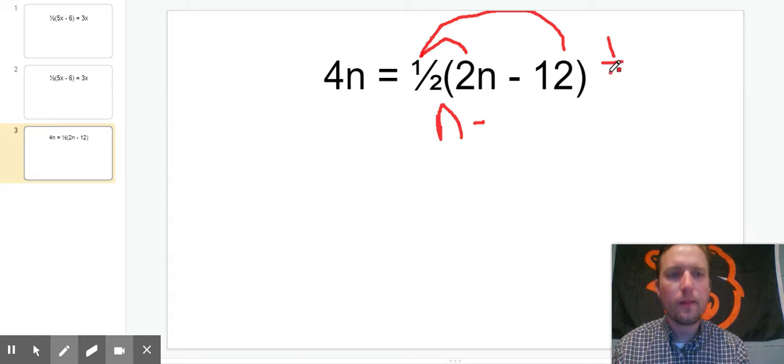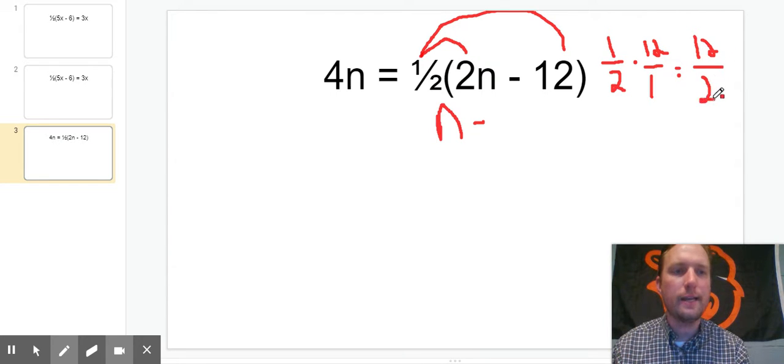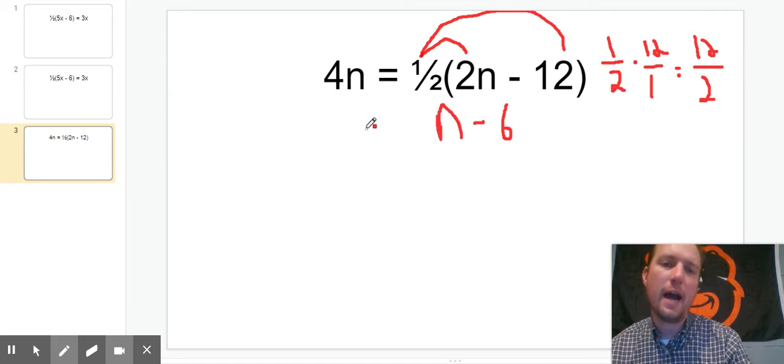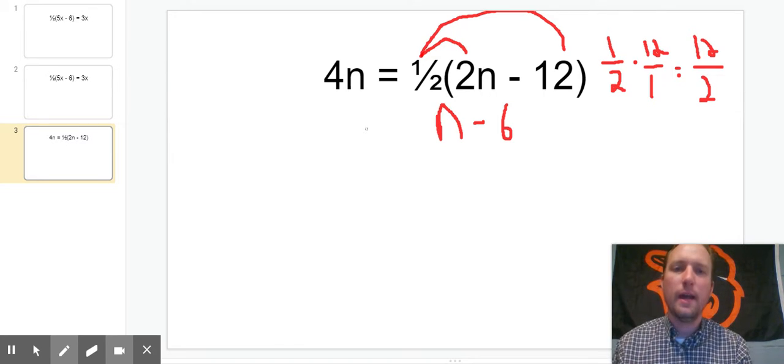1/2 times 12 would be 12 over 1. And if we're going to multiply this out, I would have 12 times 1 equals 12. And 2 times 1 would give me 2. So I have 12 over 2. And 2 can go into 12 6 times. So I have 6 over 1, or 6. So by using the distributive property of multiplication, 1/2 goes into 2n and 12 and simplifies it to n minus 6.